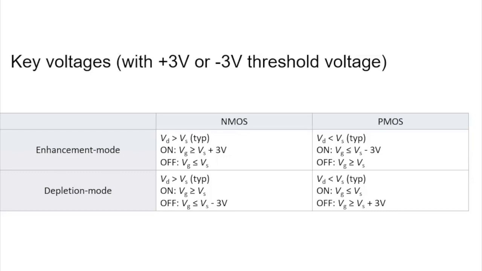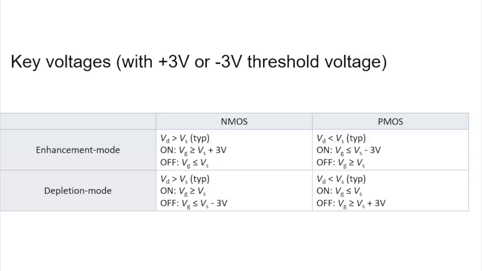And to turn on this enhancement mode nMOS transistor, we have to apply a gate voltage greater than or equal to Vs plus 3 volt. This will turn on the enhancement mode nMOS transistor. And to turn off these transistors, we have to apply a gate voltage less than or equal to Vs.